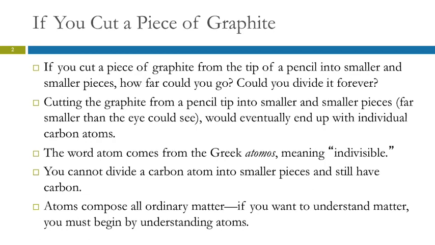That's how matter is. You can cut it and break it down, but eventually you're going to get down to atoms, and you can't go any smaller than that. So the word atom comes from the Greek word atomos, meaning indivisible. You can't divide the carbon atom into smaller pieces and still have carbon. If we want to understand matter, the world around us, we have to understand atoms. So that's where we're starting with this chapter.